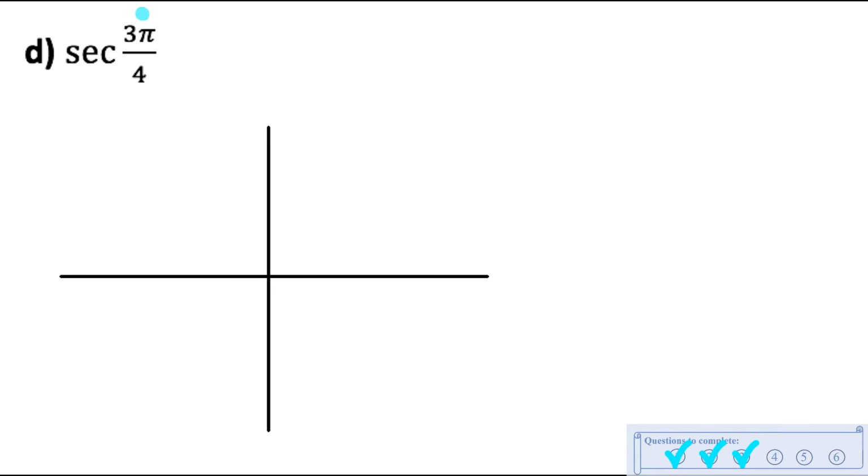Our last one, secant of 3 pi over 4. Secant is a reciprocal trig ratio. The identity for secant x, so secant, I'll just put a reminder up here.